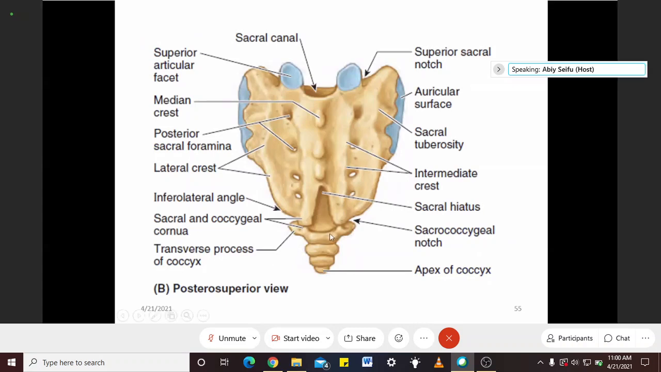You see, this one is Co1. The first coccygeal vertebra has the transverse process. This one is a transverse process, and superiorly there is the articular process. This articular process is articulated with the cornua of the sacrum. Okay.